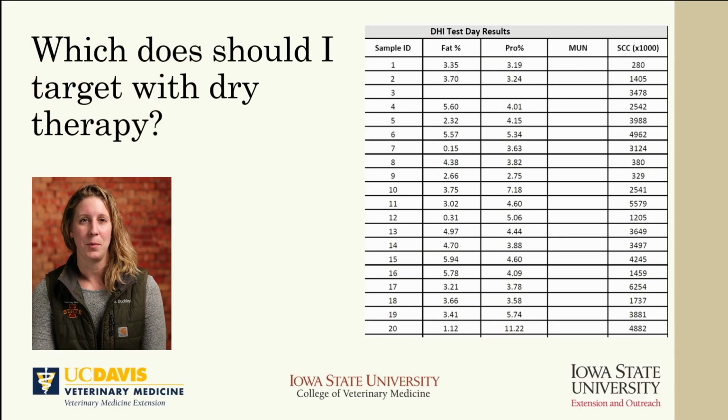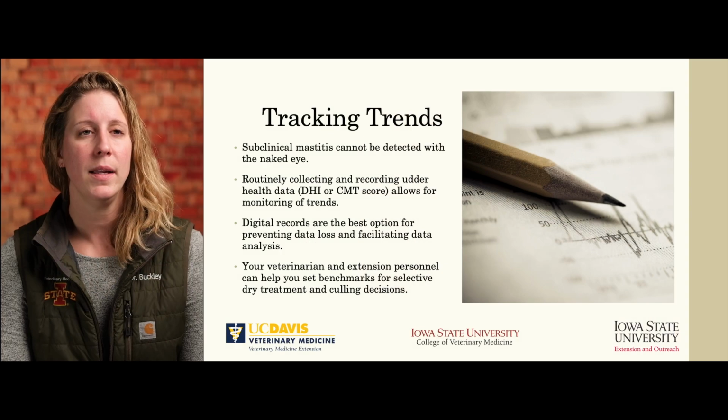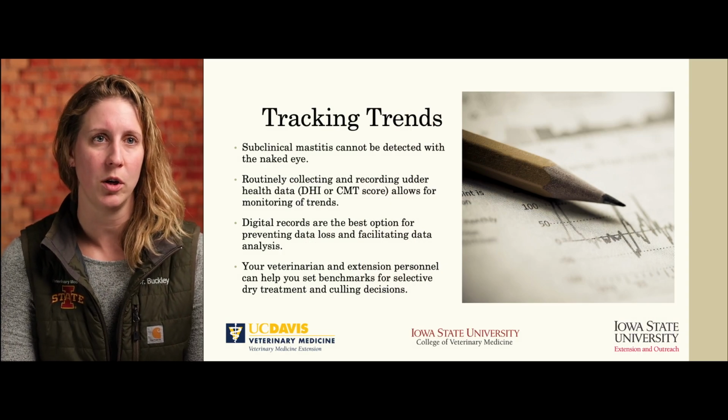Let's look at an example. On this farm, most of the animals have a somatic cell count above 1 million cells per mil, while several are substantially lower. This producer could use this large gap to define their cutoff for targeted therapy. So animals above 1 million cells per mil would be treated, while those that are below would go untreated during the dry period.